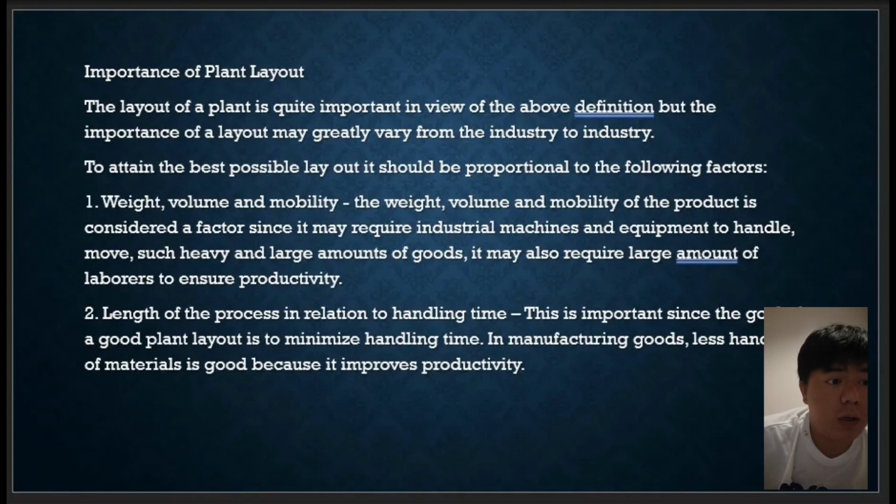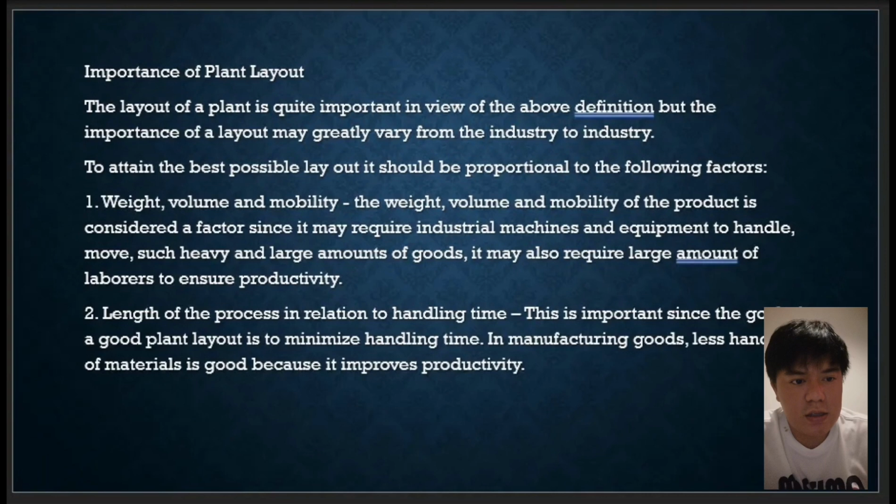And number 2, length of the process in relation to handling time. This is important since the goal of a good plant layout is to minimize handling time in manufacturing goods. Less handling of materials is good because it improves productivity. So that's all.